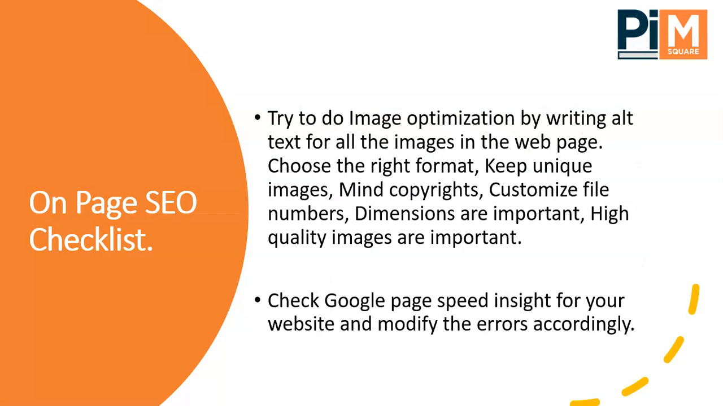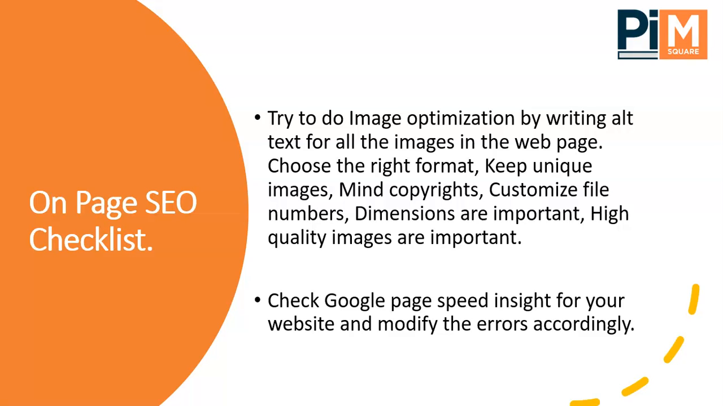Then we'll talk about image optimization, because most websites use images. The best practice for image optimization is to write alternate text for it, alt text in the HTML coding. Let me give you an example. If you have an image on my Pi-MSquare website, I'll name it with Pi-MSquare SEO as a keyword. I can put that in.